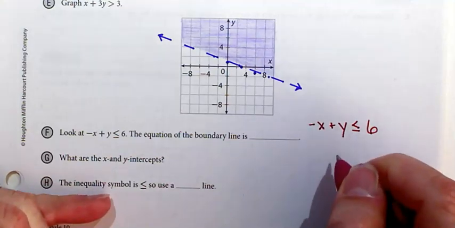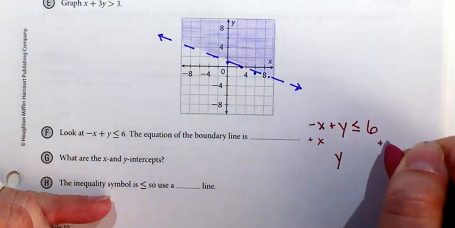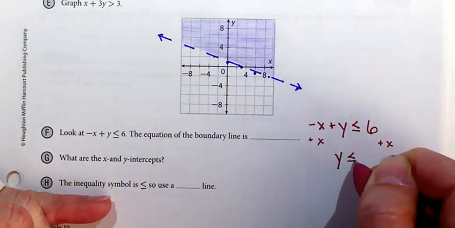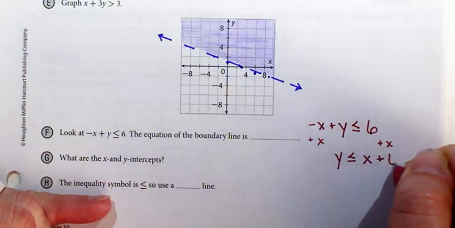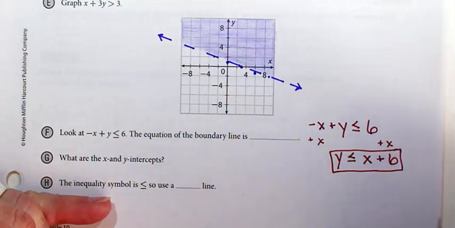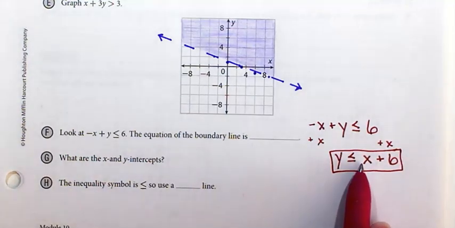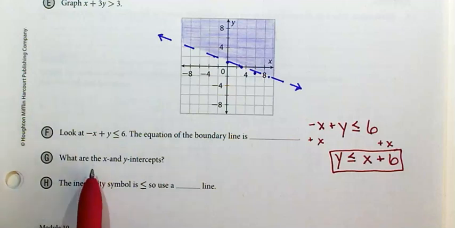I'm going to go ahead and rearrange it. And that's going to give me y is less than or equal to x plus 6. Again, I have my slope, which is 1. I have my y-intercept, which is 6. So I can very easily graph it just from the equation. But I can also use x and y-intercept. So let's do that this time.